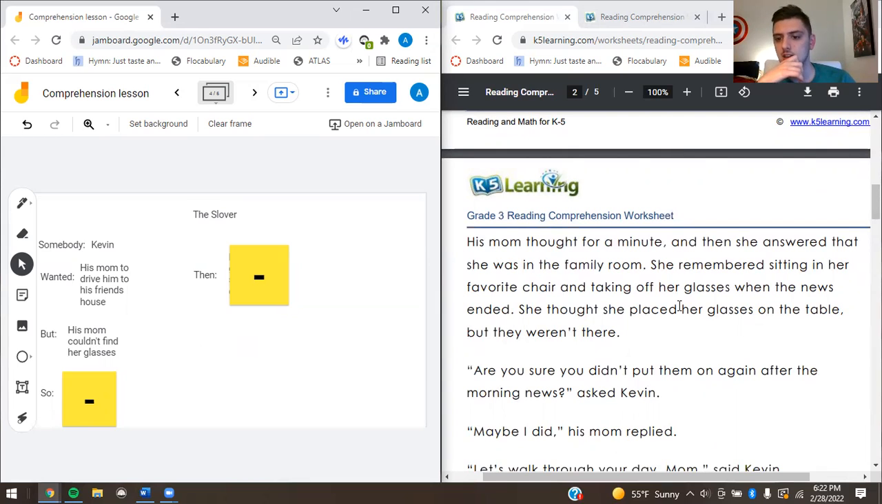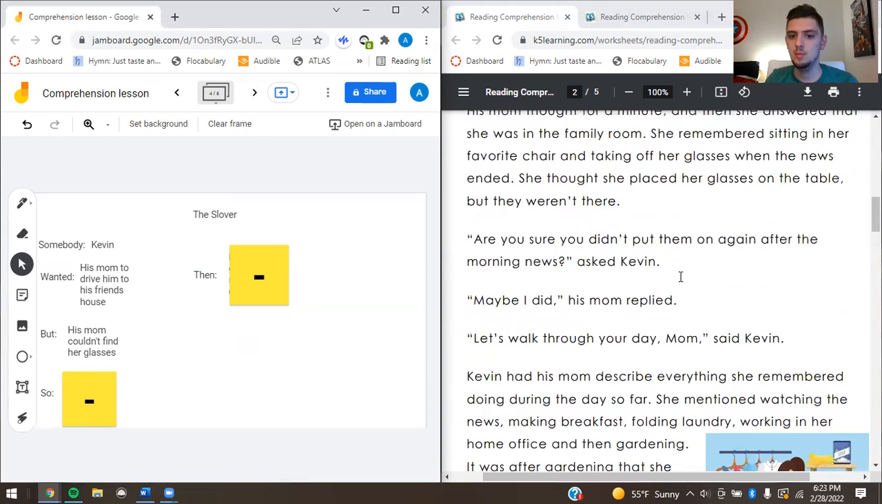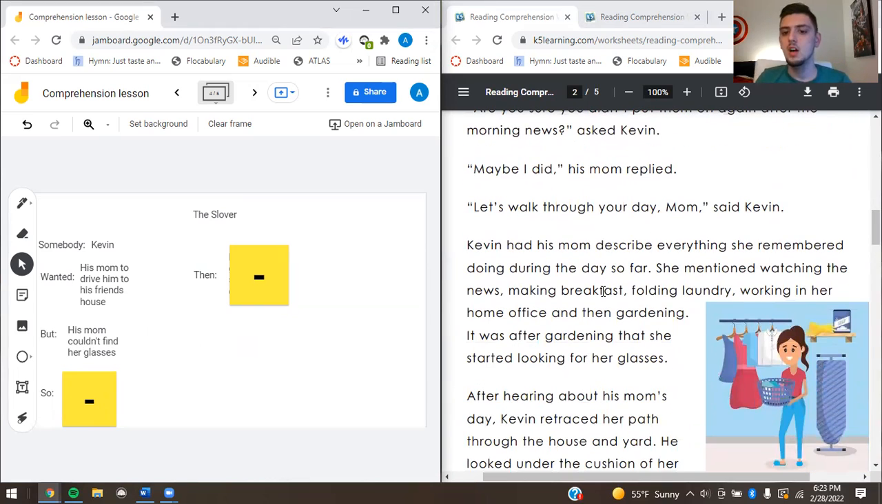She remembered sitting in her favorite chair and taking off her glasses when the news ended. She thought she placed her glasses on the table, but they weren't there. "Are you sure you didn't put them on again after the morning news?" asked Kevin. "Maybe I did," his mom replied. "Walk through your day, Mom," said Kevin.